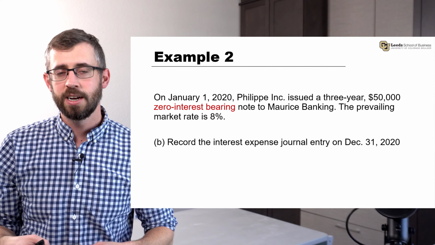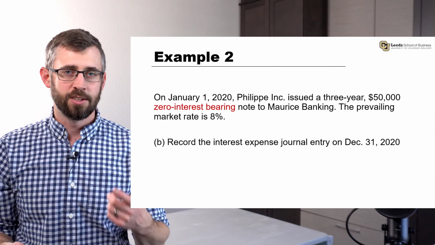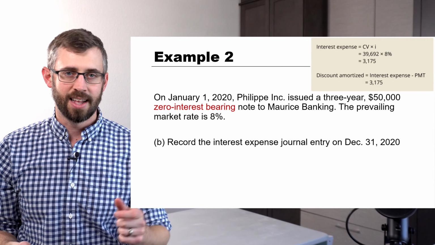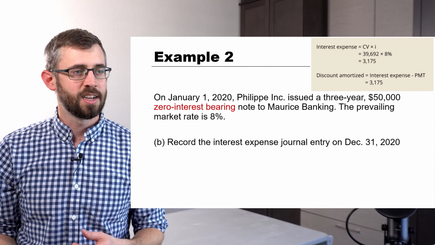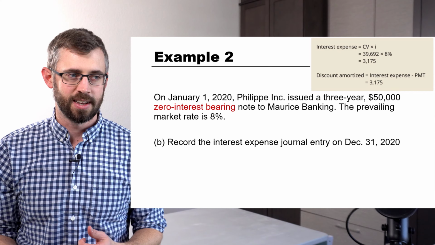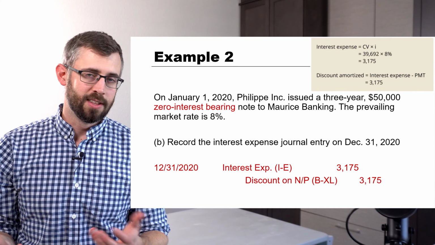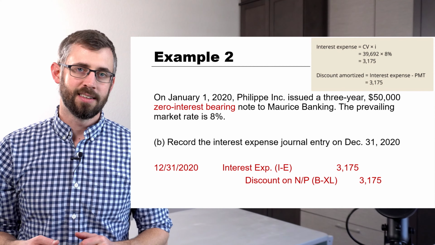And so if I've borrowed money for a year, I've incurred interest expense for a year, and my interest expense, remember my formula is the carrying value of $39,692 times my market rate of 8%. So I have an interest expense of $3,175. And we're going to record the cash payment, which in this case is 0. And the difference between those amortizes my discount or premium.